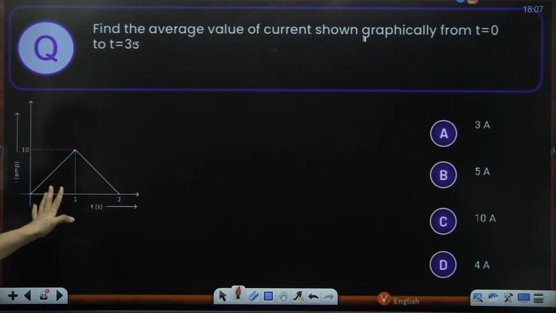The area under the current versus time graph gives you how much charge has flowed. That area is half multiplied by the base multiplied by the height, which is basically just 10. So just put 10 over here, and that will become 5. So 5 amperes is the answer. Yes, perfect. That is the correct answer.